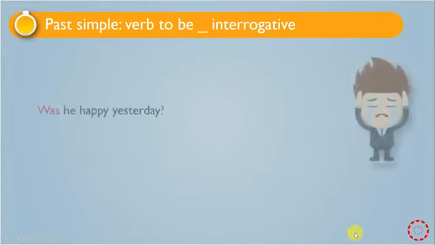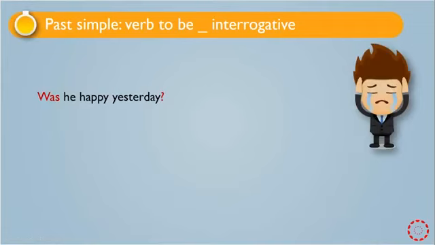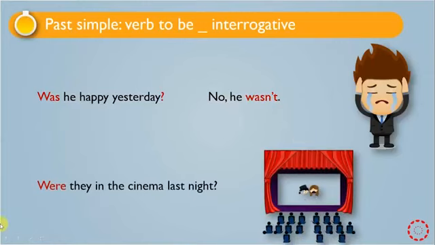Let's see examples. Was he happy yesterday? No, he wasn't. So we use was at the beginning of the sentence, then the subject and the complement. The answer will be no, he wasn't. Were they in the cinema last night? Yes, they were. So we use were at the beginning to make a question.